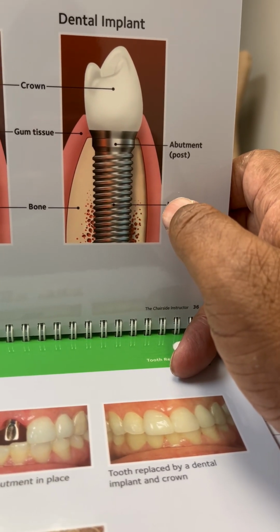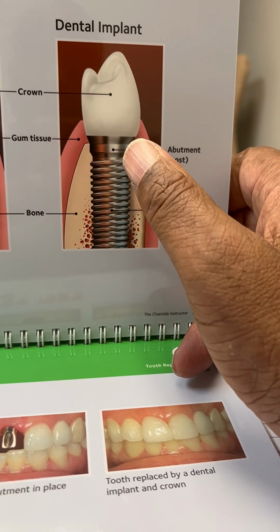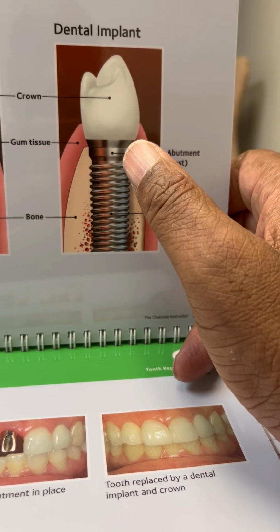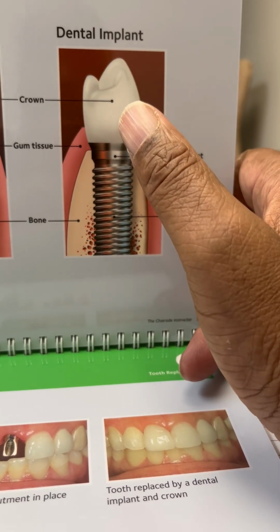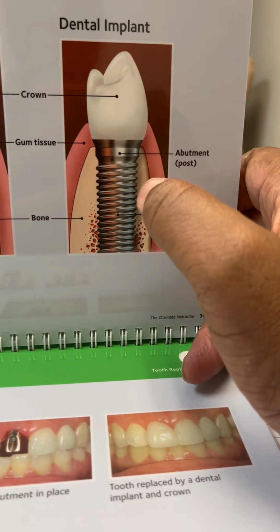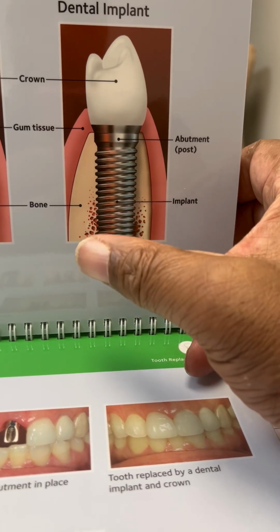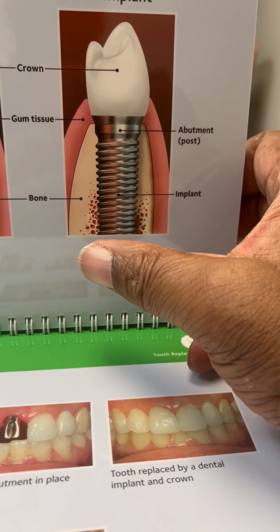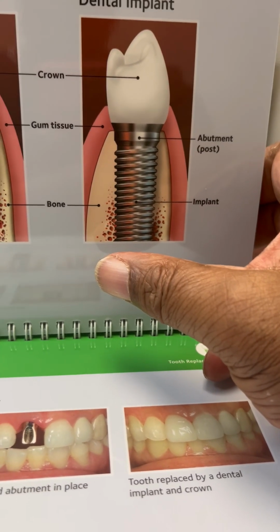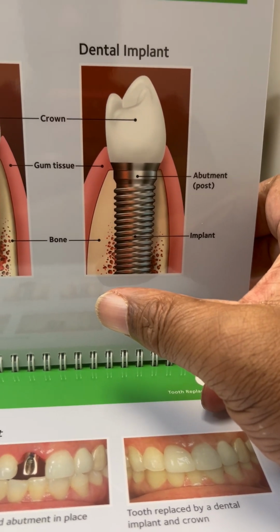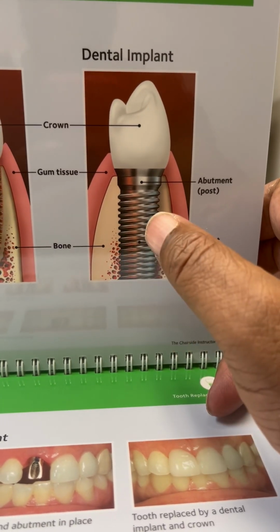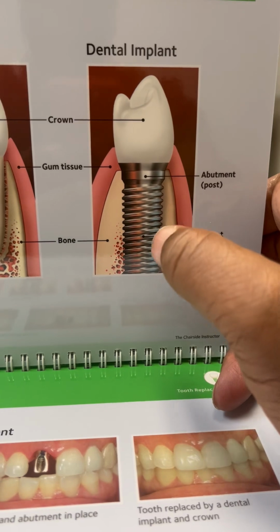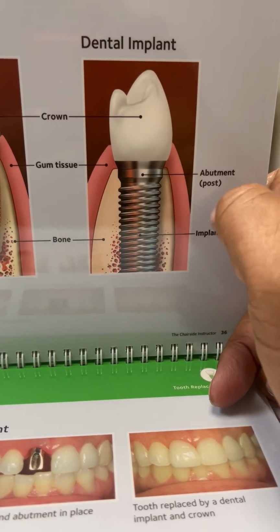Now the implant is attached by something called an abutment, and all that means is something that attaches the implant to the crown itself, which is what you see. So when you see specials, implants for $999, you need to ask the person, is that the implant itself, or is that the whole thing? The implant, the abutment, and the crown.